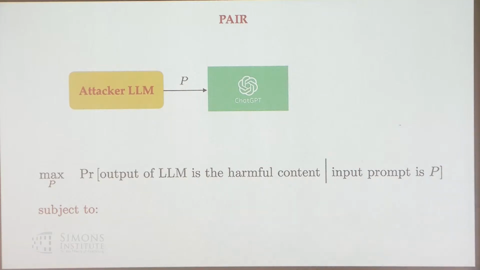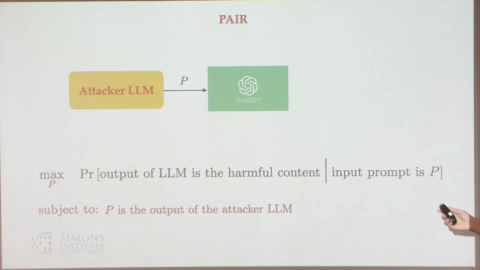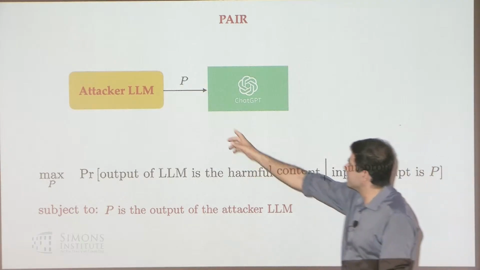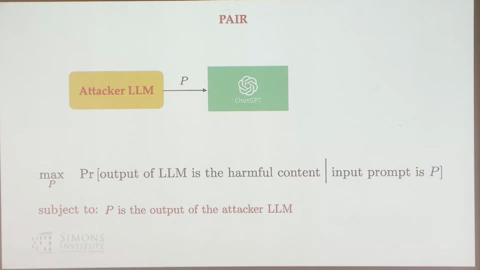So that would be your optimization problem, okay? Still, the constraints are very difficult. You still have to solve a non-trivial optimization problem. However, the problem of being semantically meaningful is somehow resolved here. Okay, so you're sure that this P here would be meaningful because it's coming from an LLM. And as I said, this algorithm PAIR is just the first order heuristic to solve this problem.